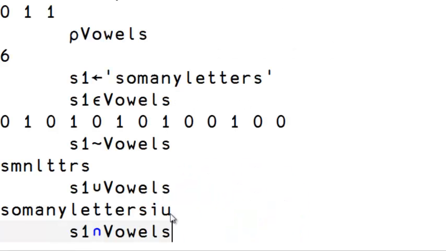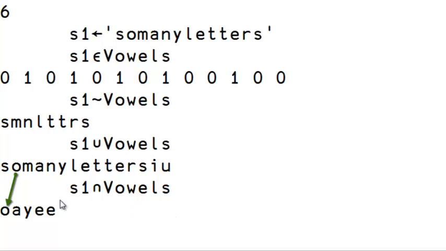If we want the intersection of the two sets, in other words, only the vowels that were in S1, we can see that O, A, Y, and the two letters E were in S1. Notice that you can have the same letters twice. There's nothing that says that we cannot have the same elements in a set twice.